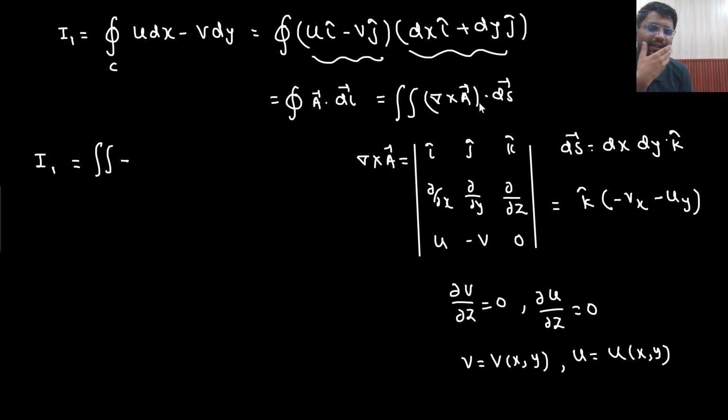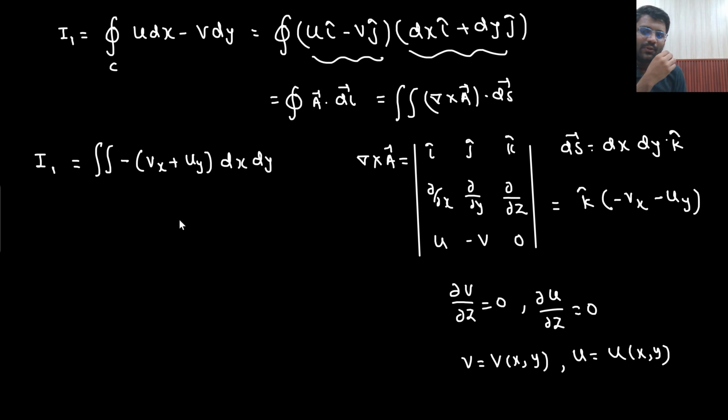Yeah, so what is our del cross A we are getting? Del cross A is minus, I can take the minus sign outside, vx plus uy, k cap, and k cap dot product with k cap will be 1 only. So vx plus uy dx dy. This is what we are getting.